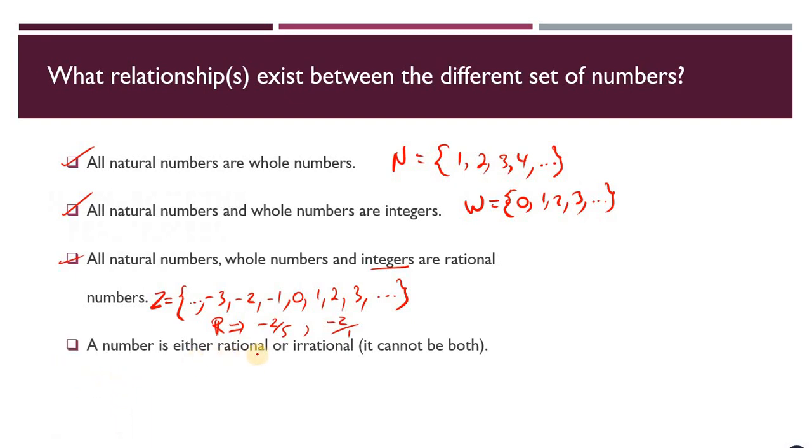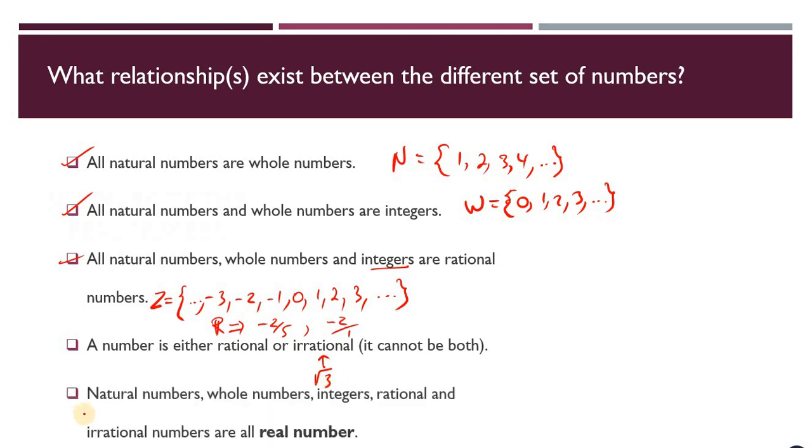Next, a number is either rational or irrational, but cannot be both. So if we talk about irrational numbers, those are numbers that cannot be written as a common fraction with an integer in numerator and denominator. So we could have the square root of 3 that cannot be written as a rational number, that is a fraction with an integer in numerator and denominator, but it can be considered to be an irrational number. All natural numbers, whole numbers, integers, rational and irrational numbers make up the system of real numbers. They are all real numbers.